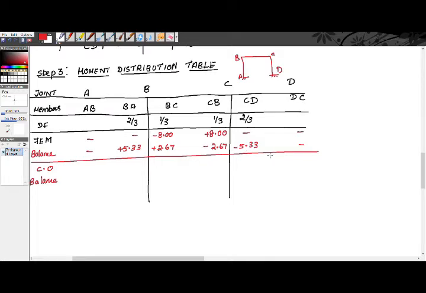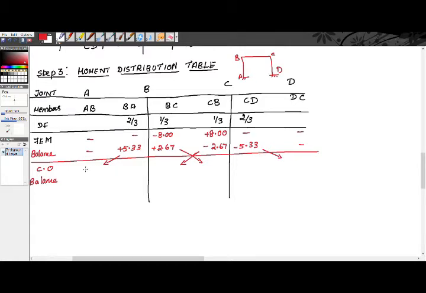Now, we have to go for carryover. So, carryover between A and B. A is fixed support, B is intermediate support. That means from B, half will be carried to A. Since A is fixed support, nothing is carried to B. B and C are intermediate supports. So in BC, half of C will be carried to B and half of B will be carried to C. Now D is fixed support, so from D it is not carrying. From C, half of C will be carried to D.